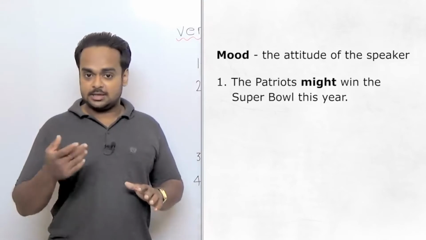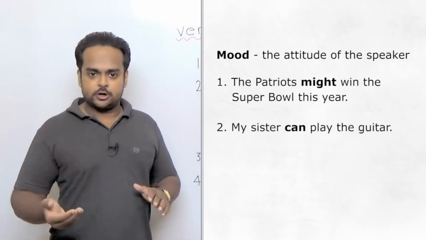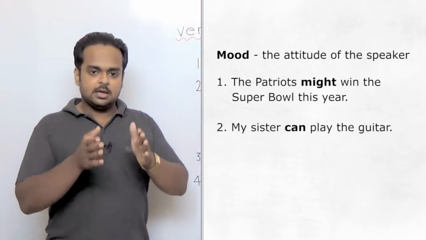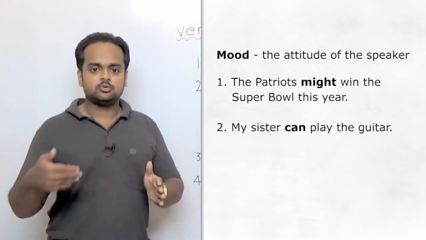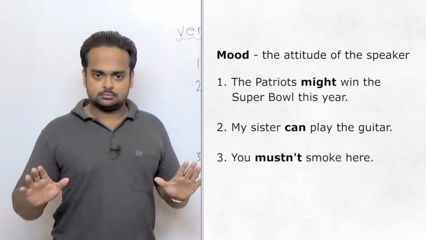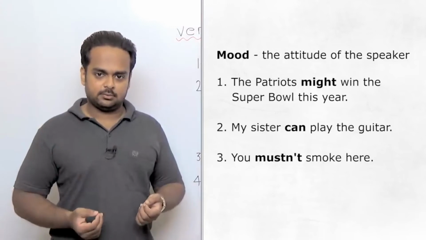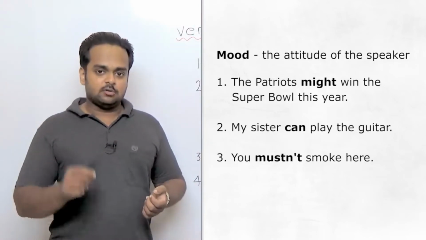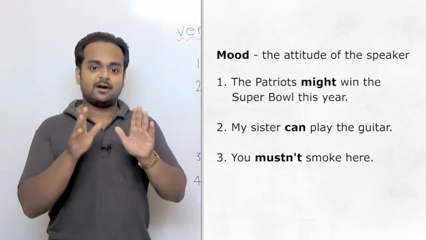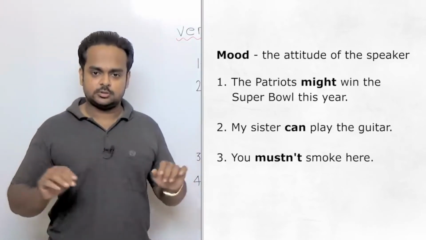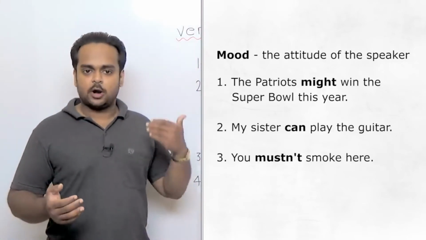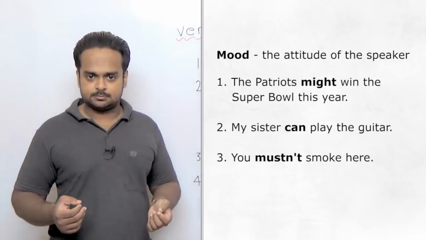Modals can also express ability, like my sister can play the guitar. In that sentence, play is the main verb and can shows ability. Or if I said, you mustn't smoke here, what's the mood I'm trying to convey? I'm using the modal verb must in the negative, must not, to show that you don't have permission. You mustn't smoke here. So in that way, modals help us to express mood in a sentence.